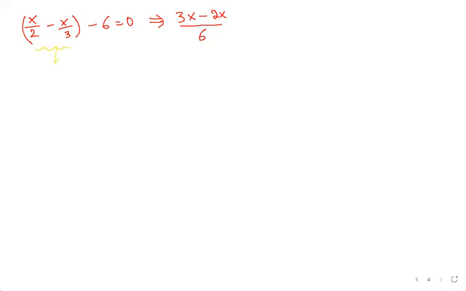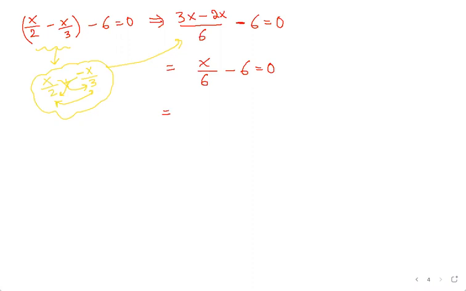Again, cross multiply. Let me explain this one. x over 2 minus x over 3, this one with this one, this one with this one, this one with this one, gives me minus 6 equals 0. This is 3x minus 2x, which is x over 6. So x over 6 minus 6 equals 0. Written in a different way, this is 1 over 6 times x minus 6 equals 0, and this is exactly equivalent to ax plus b equals 0.